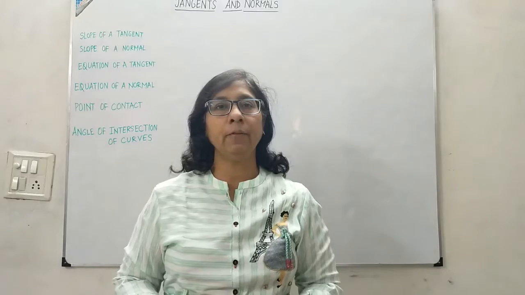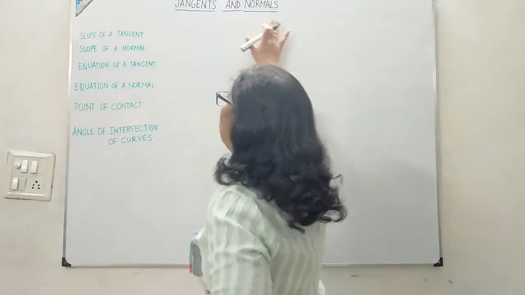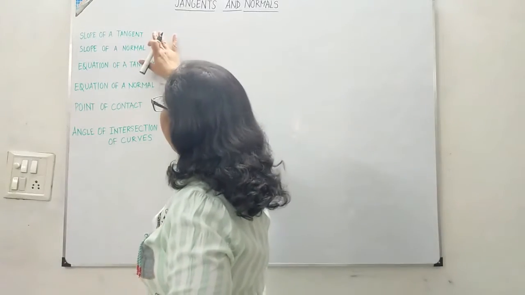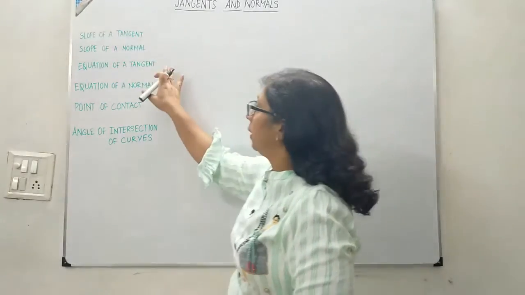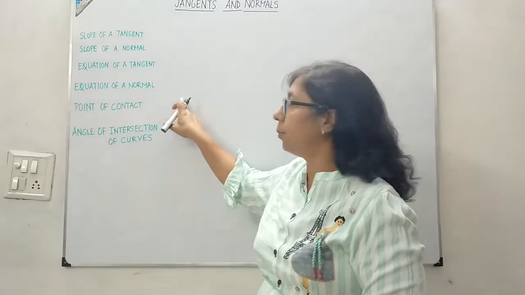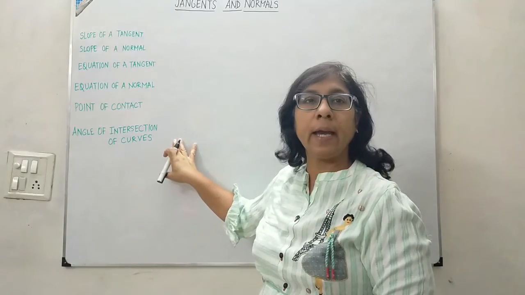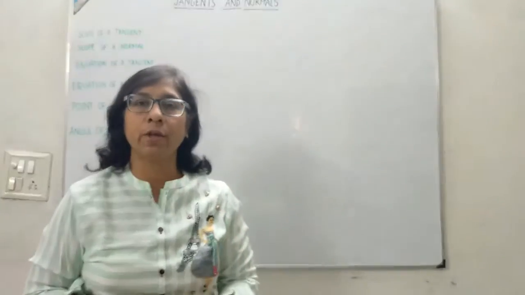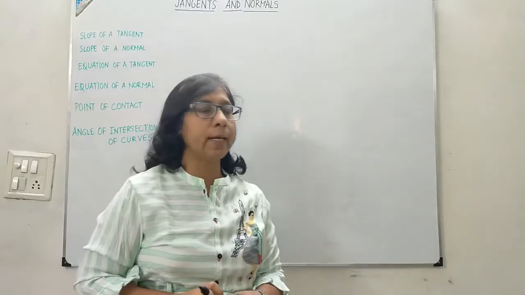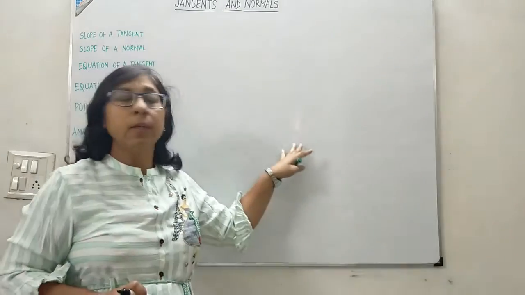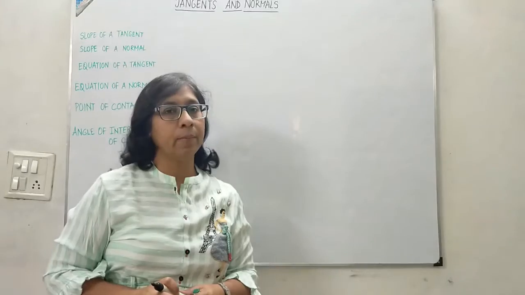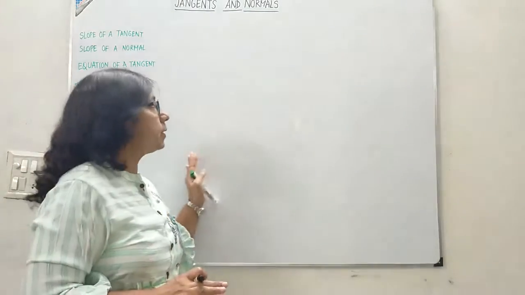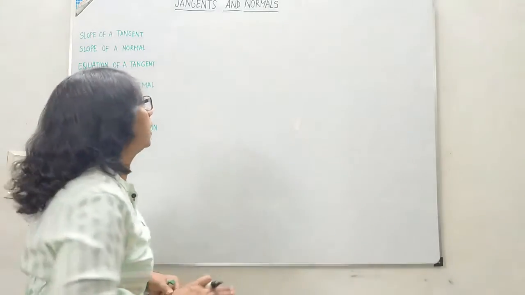Today we are beginning with the topic tangents and normals. This topic includes the subtopics slope of a tangent, slope of a normal, equation of a tangent, equation of a normal, point of contact and the angle of intersection of curves. I have covered the maximum number of questions and all type of questions. For that purpose, I have divided the topic into 4-5 parts mainly. Now, in this video, I am covering the concept of the topic and its subtopics.